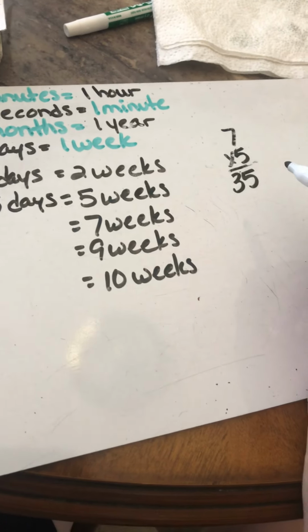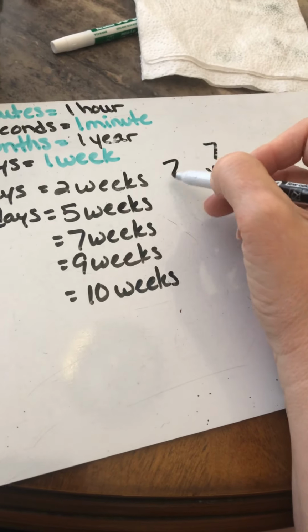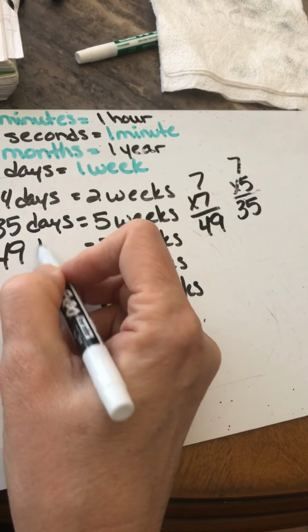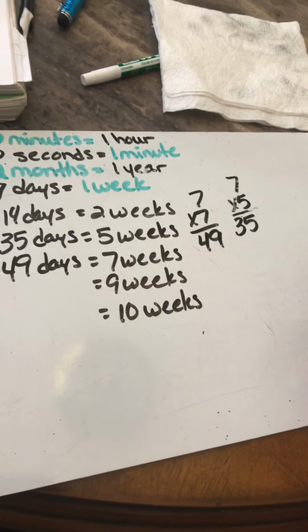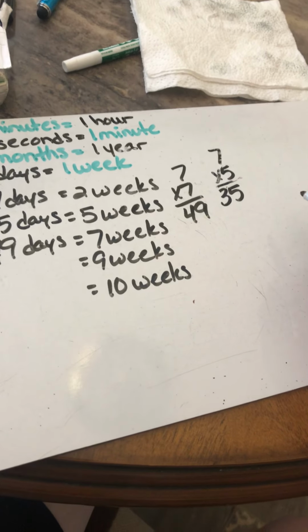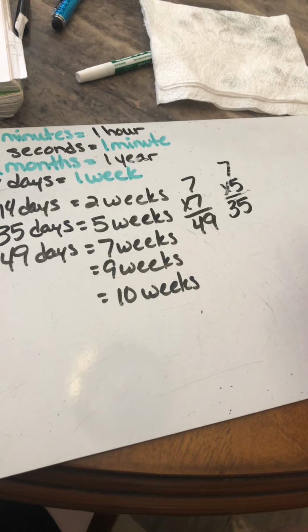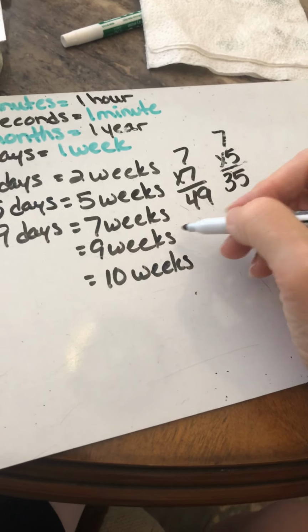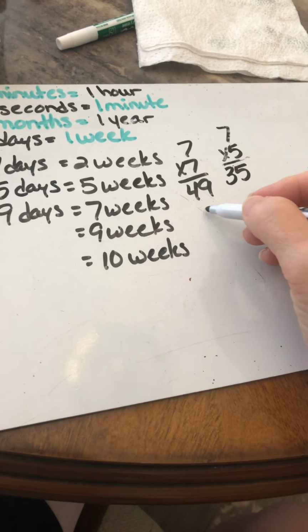How many days are in 7 weeks? Well, let's take 7 times 7, or 49. 49 days in 7 weeks. Again, do you see why using your multiplication tables and knowing it and having it memorized is so important? And then how many days are in 9 weeks?